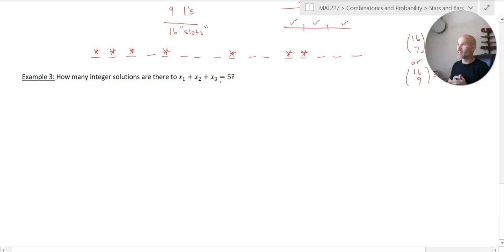Well, all we know is that x1, x2, x3 have to be, and I should have said how many positive integer solutions here, because if we start to get into negative integer solutions, then it's going to get a bit more complicated to do that. So we'll just focus on how many positive integer solutions are there to create the sum of these 3 values being 5. Well, x1 could be 1, x2 could be 3, and x3 could be 1. Could have that. We could have 5 plus 0 plus 0, right?